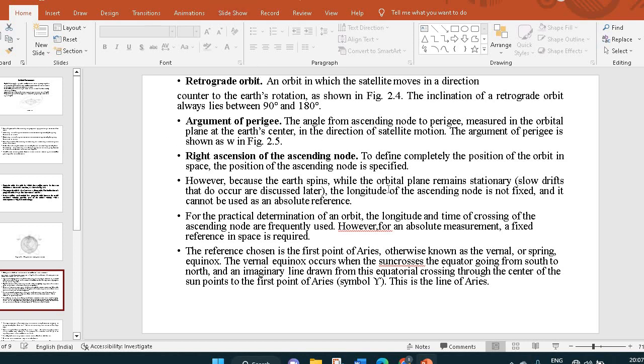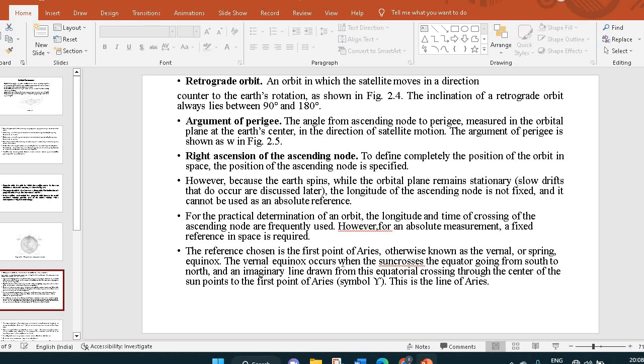However, because the Earth spins while the orbital plane remains stationary, the longitude of the ascending node is not fixed, and it cannot be used as an absolute reference. For the practical determination of an orbit, the longitude and time of crossing of the ascending node are frequently used. However, for an absolute measurement, a fixed reference in space is required. The reference chosen is the first point of Aries, otherwise known as the vernal or spring equinox.